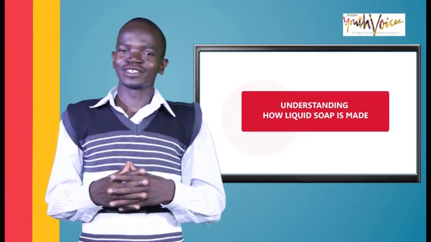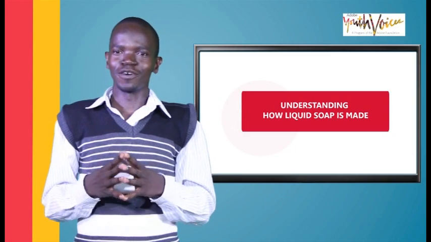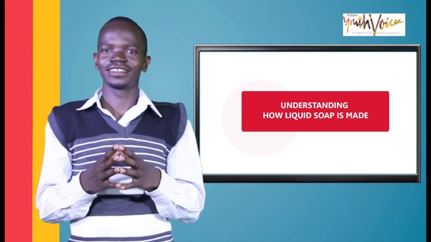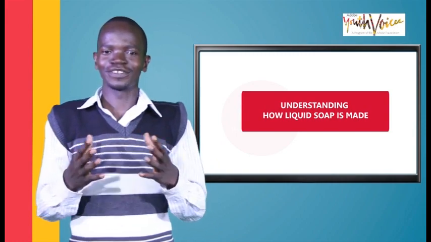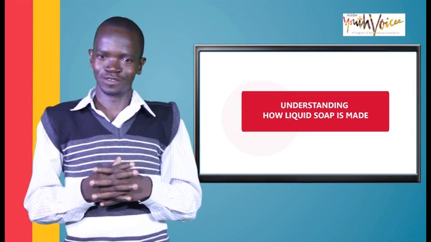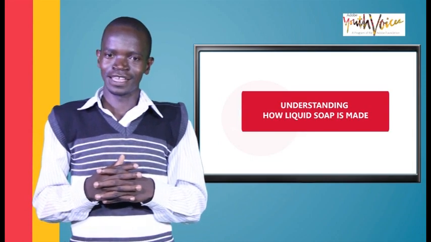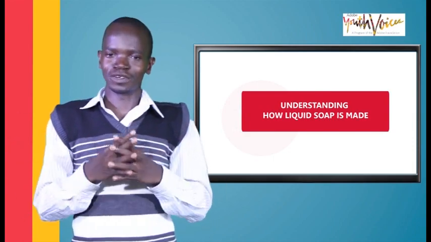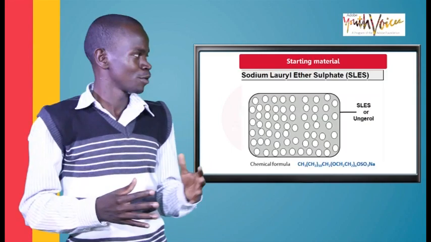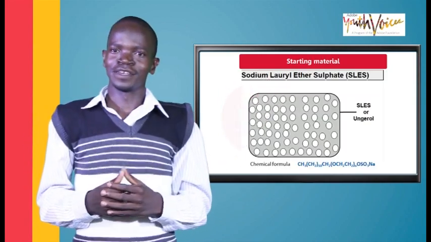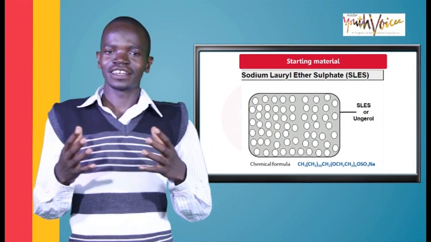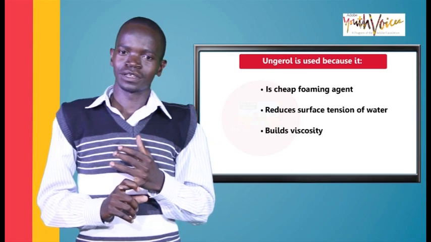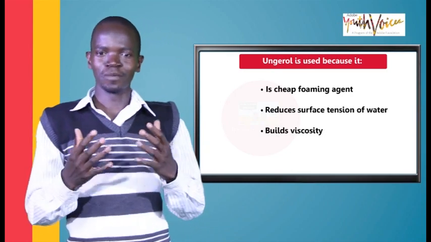Before going into the practical steps involved in the production of homemade liquid soap, it is important for us to understand what ingredients are used. Production of homemade liquid soap involves mixing a number of chemicals, starting with Wungarol. Wungarol is used as a starting material because it is cheap and a very effective foaming agent.